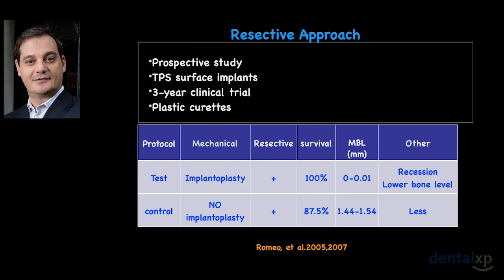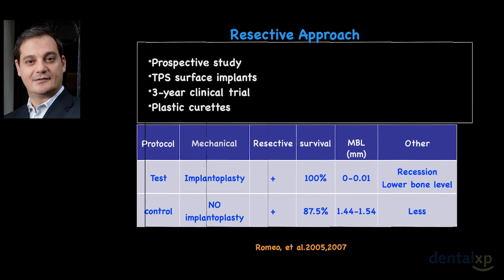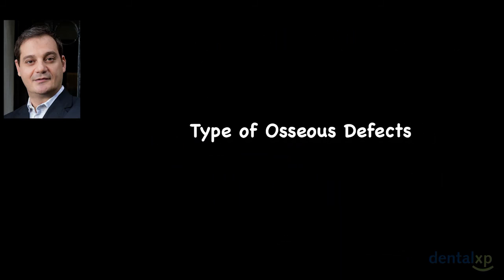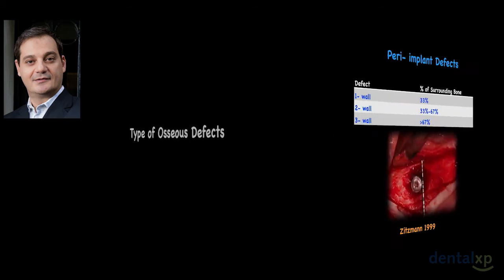So the conclusion from that article is that definitely if you open and you clean, you need to do an implantoplasty. The regenerative. Now when we talk about regenerative, we look at the type of osseous defect, and that's what we learned in periodontics, and that's what we should be applying in implant dentistry.